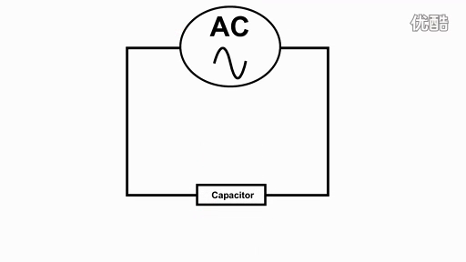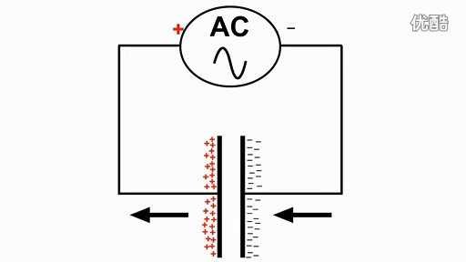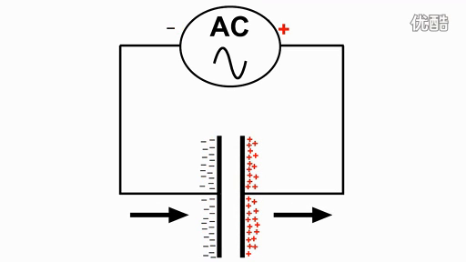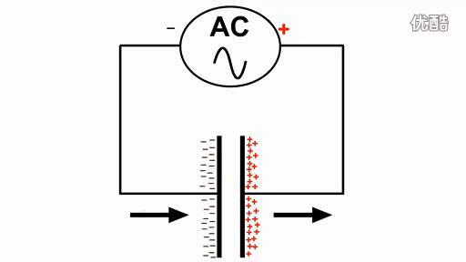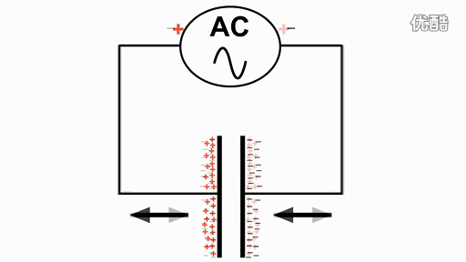Now, all that we can really see in the circuit is a capacitor on an AC source. And when we're looking at it like this, it does appear like the AC current is flowing through the capacitor. That is the effect. However, what is really happening is this: the capacitor's plates are being charged and discharged alternately by the alternating current.